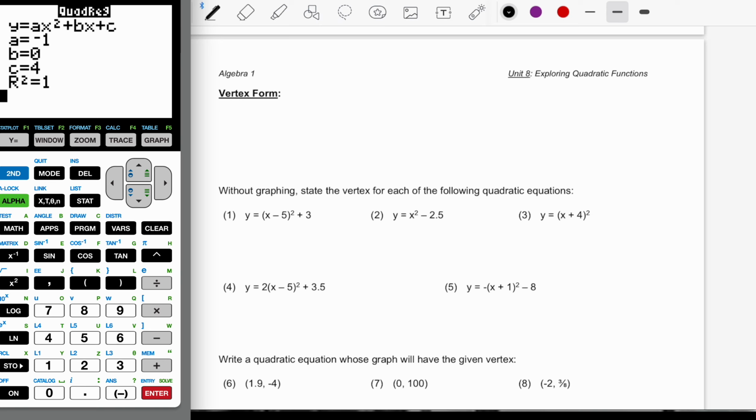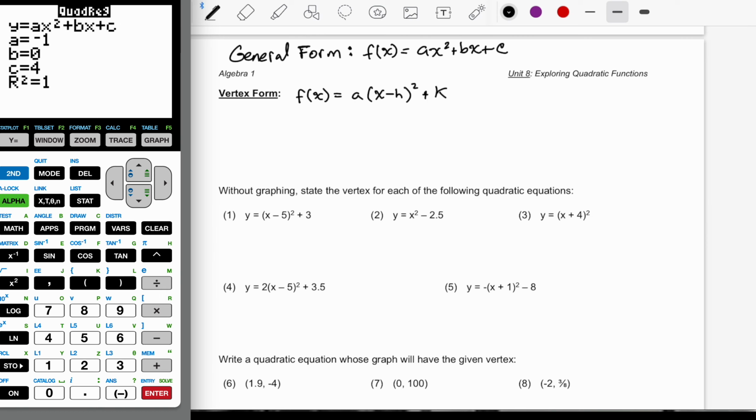Full representation of an equation. Remember the general form is f of x equals ax squared plus bx plus c. The vertex form is f of x is equal to a times x minus h squared plus k.